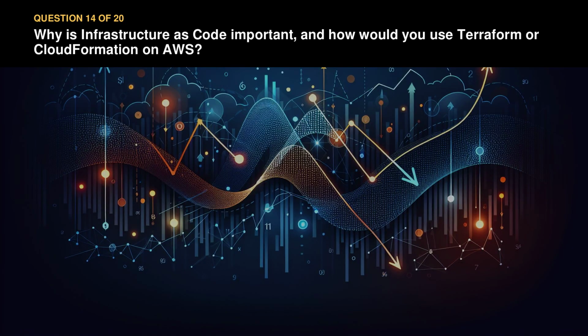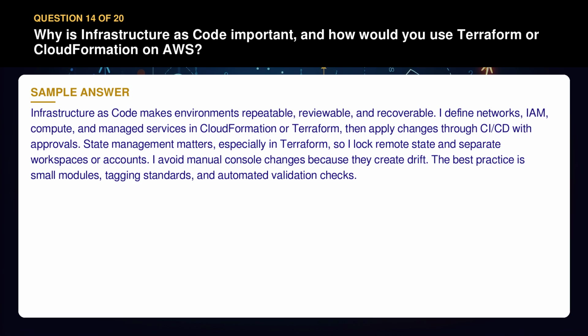Question 14. Why is infrastructure as code important, and how would you use Terraform or CloudFormation on AWS? Infrastructure as code makes environments repeatable, reviewable, and recoverable. I define networks, IAM, compute, and managed services in CloudFormation or Terraform, then apply changes through CI/CD with approvals.